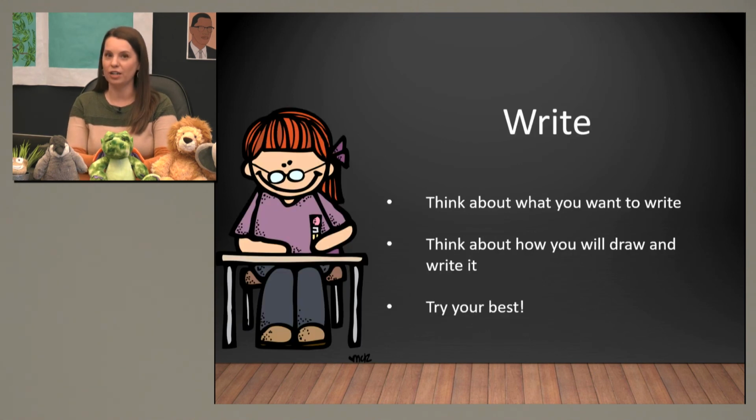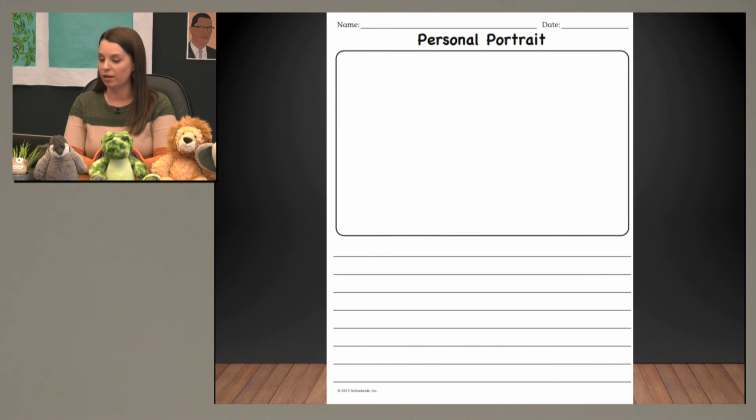So when you write, you're going to think about what you want to write, who you're going to write about. Think about how you will draw and write about it, and you're as always going to try your best. I'll show you one more time. This is what you're going to write on. This is your independent work today.